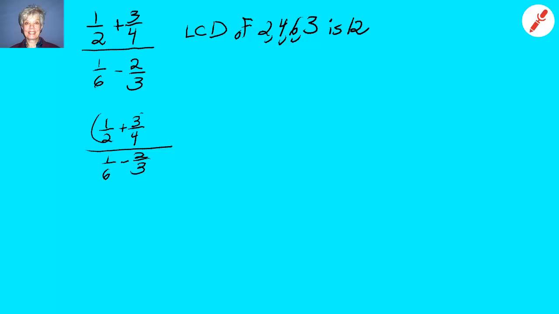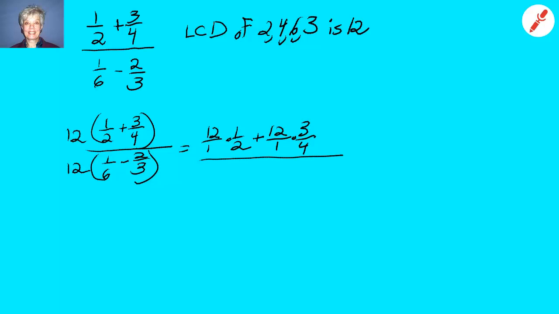But now I'm going to multiply the entire numerator by the LCD 12, and the entire denominator by the LCD 12. I'm really multiplying the whole fraction by 12 over 12, which is 1. So I'll multiply 12 over 1 times 1/2 plus 12 over 4 times 3/4, all of that over 12 over 1 times 1/6 minus 12 over 1 times 2/3.